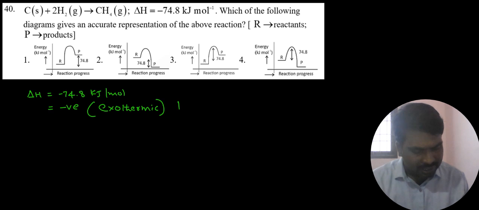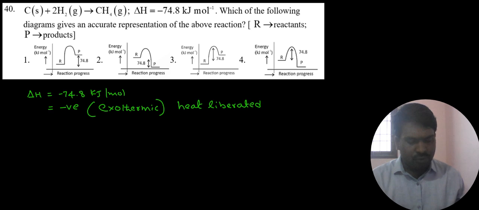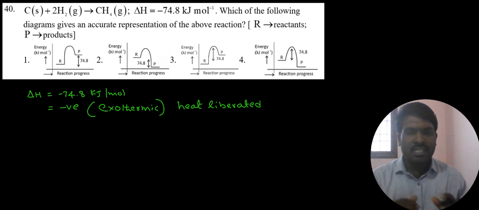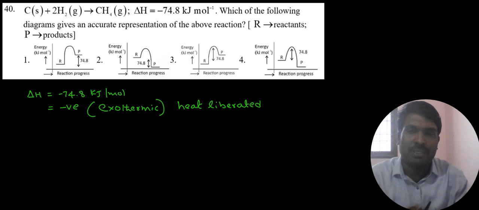Exothermic reaction means heat liberated or evolved. So from this data we can identify exothermic means how the graph is like: reactants higher in energy, products lower in energy, then only heat liberated. So reactants should be higher in energy, products lower in energy, then only heat liberation takes place. Suppose the reactants lower in energy, products higher in energy means heat absorption takes place.